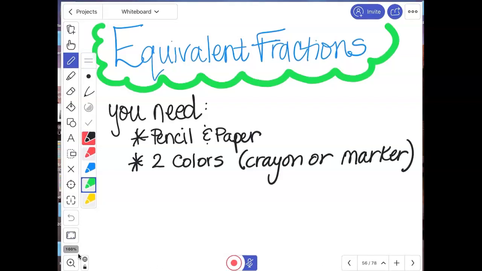For this lesson, you need a piece of paper or two, because you're going to do a bit of drawing, and a pencil, and you need two colors. They can be two different crayons or two different markers or highlighters or colored pencils, but you need two different colors. So paper and pencil and two colors. Pause the video now, go get those, and come back.